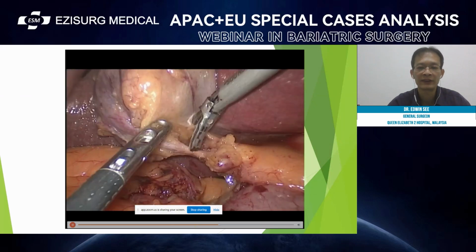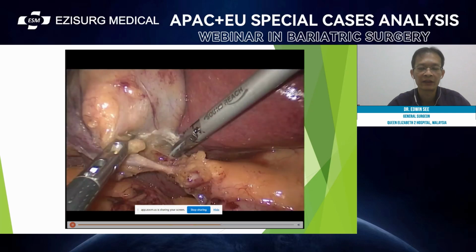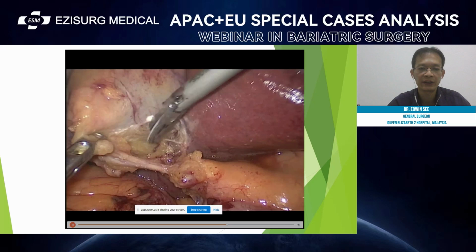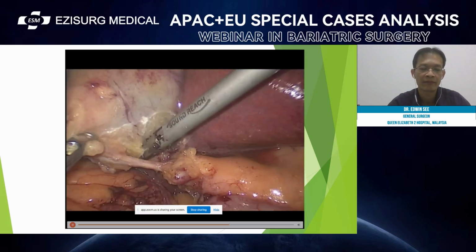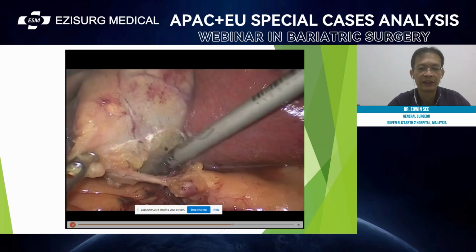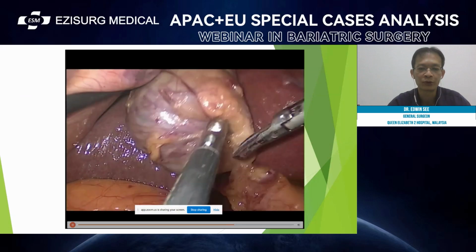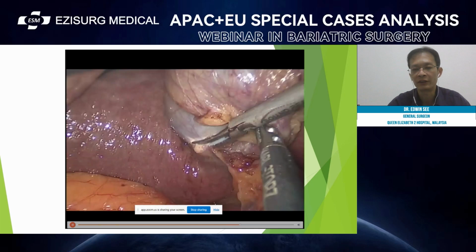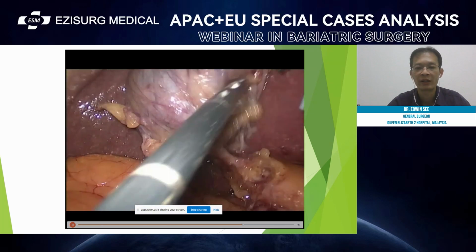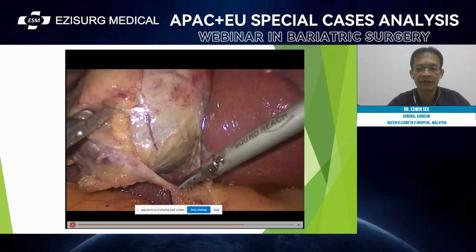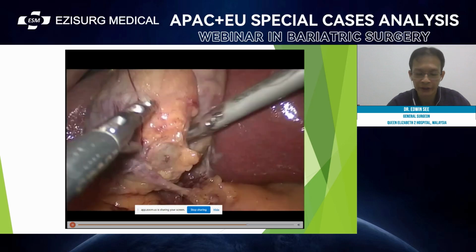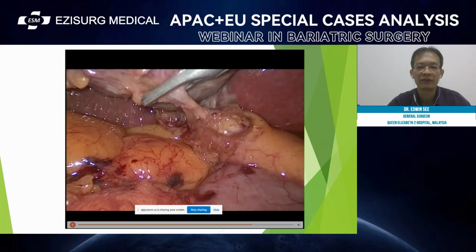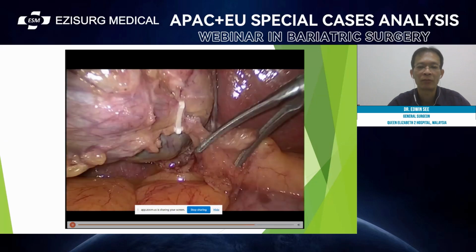And the hepatocystic triangle is further dissected, and the gallbladder is mobilized further anteriorly here, as can be seen, using the energy device, and then proceeding on with more mobilization on the posterior side. And once the critical view of safety is seen, use the hemolock through the 5 mm port.